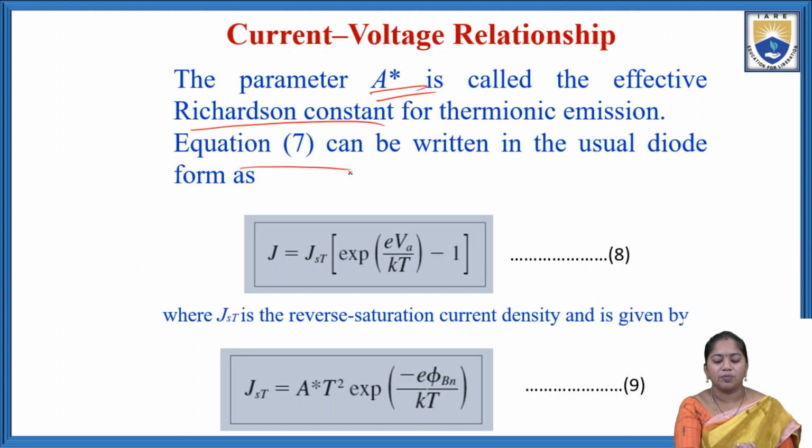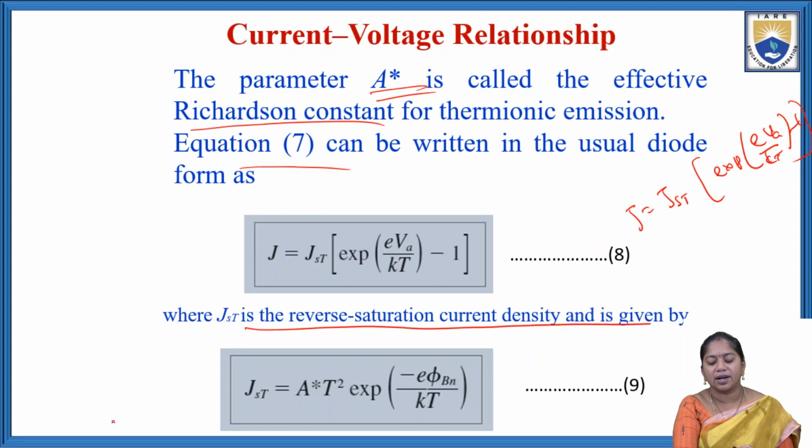Equation 7 can be written in the usual diode form, J equal to JST into exponential of e Va by kT minus 1. This is the equation for the current density, where JST is the reverse saturation current density. So JST equal to A star T square exponential of minus e φBn by kT. That is the reverse saturation current density.